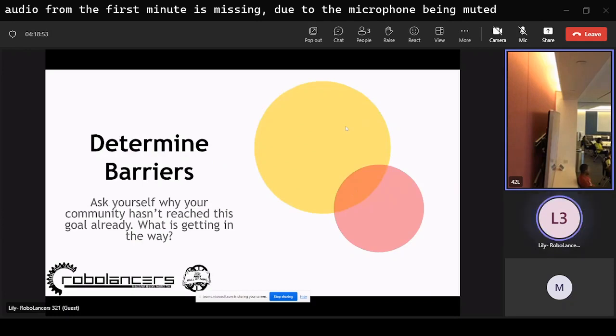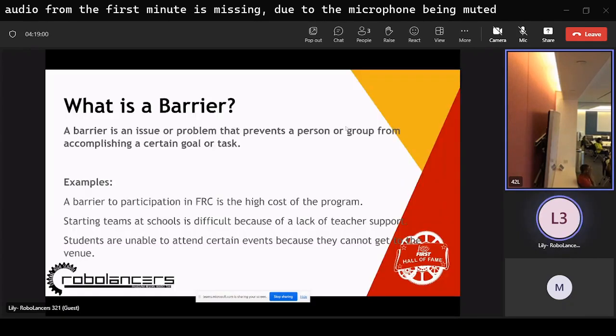Okay, and then determining barriers. So you're going to ask yourself why your community hasn't reached the goal already and what is getting in the way. So a barrier is an issue or problem that prevents a person or group from accomplishing a certain goal or task. So a barrier to participating in FRC could be the cost of FRC programs. Or a barrier to starting teams at schools is a lack of teacher support. And another example is that students are unable to attend certain events because they cannot get there, due to lack of transportation.